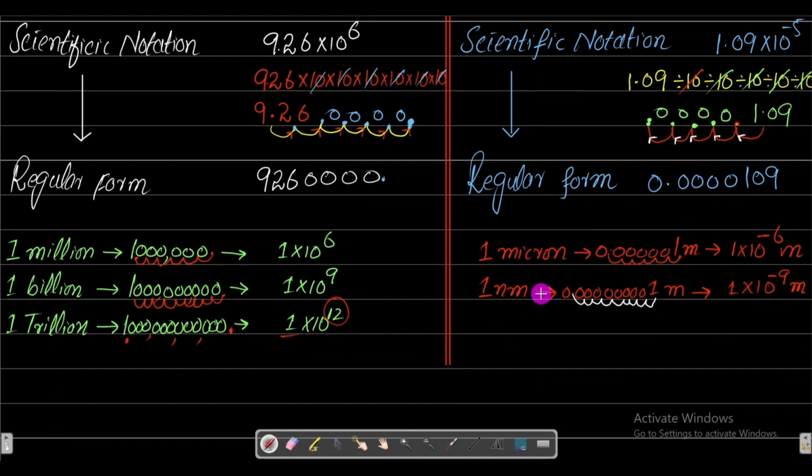And similarly, for 1 nanometer, it is equal to 0. followed by 8 zeros and then 1. Okay, and if we write this in scientific notation, then we'll take these steps, and the number of steps we have taken here is this. And this minus shows us that the smaller number has become larger.